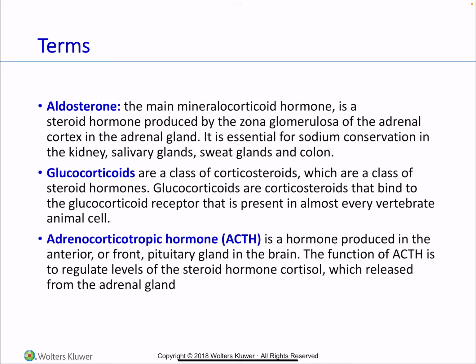ACTH stands for adrenocorticotropic hormone. This is a hormone that is produced in the anterior, or the front part, of the pituitary gland that's located in the brain. The function of the adrenocorticotropic hormone is to regulate the levels of the steroid hormone cortisol, which is released from the adrenal gland.